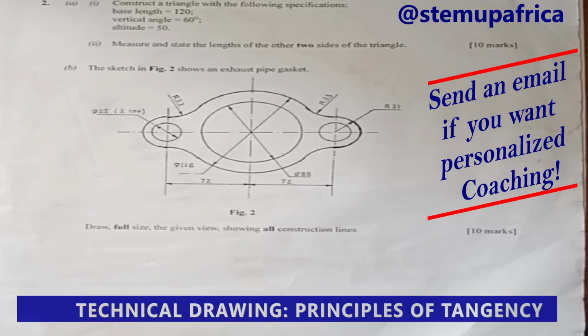Technical drawing. We are going to solve question 2b, and the question happens to be tangency, the principle of tangency in technical drawing. So we look at figure 2b. We are asked to draw in full size the given view showing all concentric lines. Very important, we show concentric lines. And where you start the diagram from is very important.